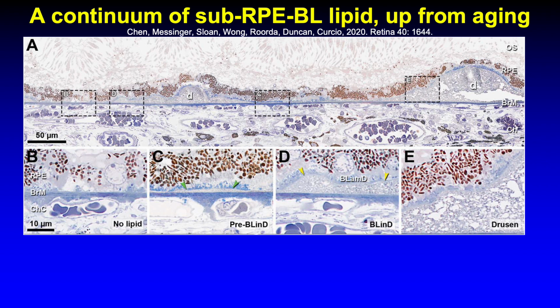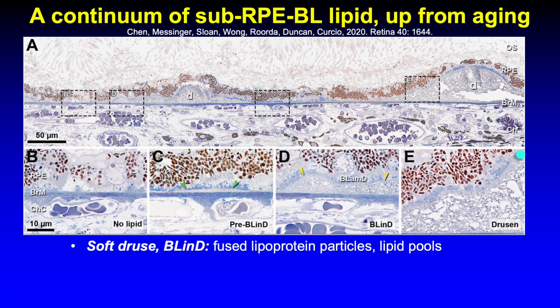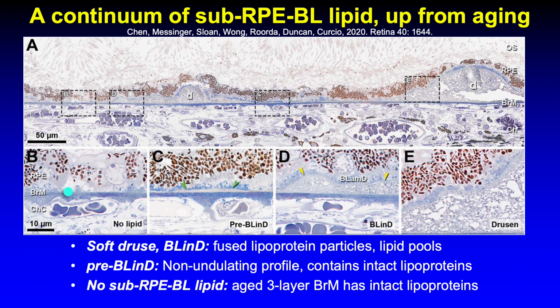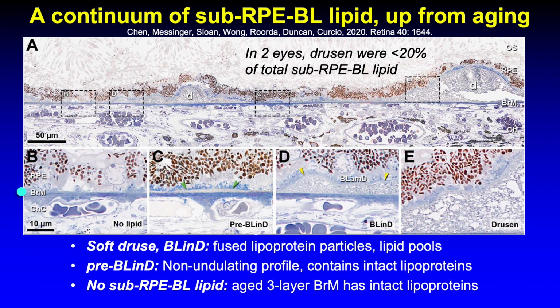This slide shows the continuum of sub-RPE basolaminar lipid built up over adulthood. Here's a soft druse, basal linear deposit, pre-basal linear deposit, which has a non-undulating profile, and no sub-RPE basal laminar lipid because the age 3 layer Bruch's has lipoproteins. In 2 eyes of 1 clinically characterized donor, only 20% of the lipid in this critical compartment were drusen, the clinically visible part.